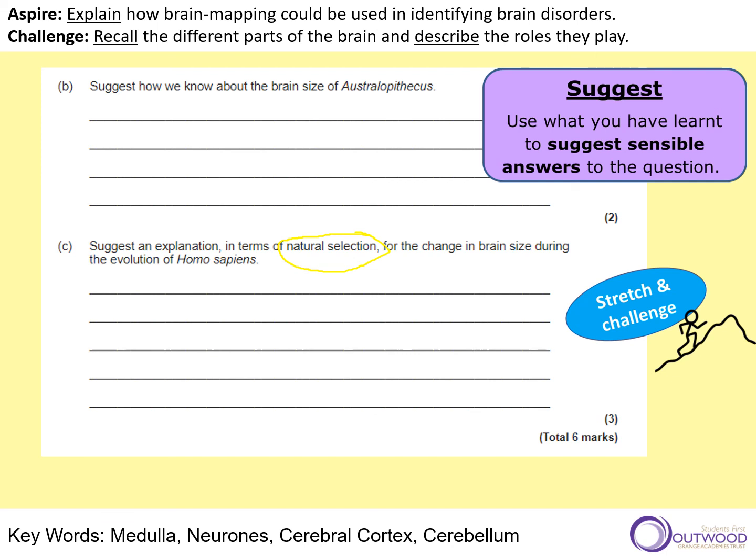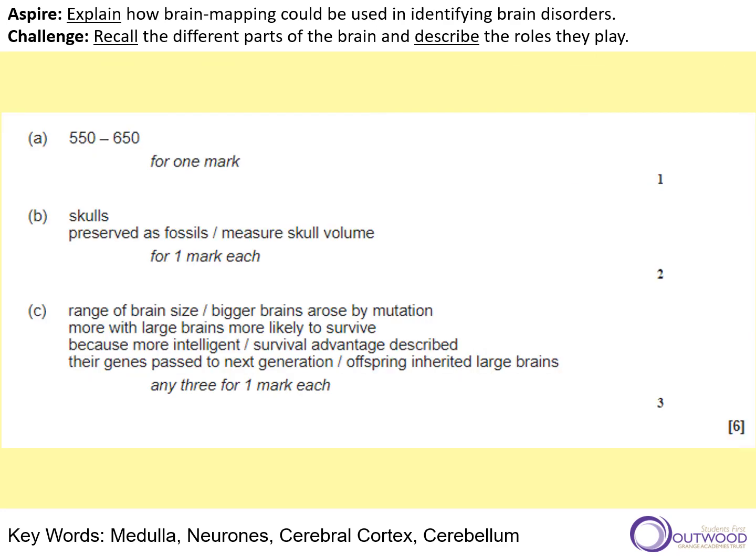Okay, so let's go through some of the answers. The first mark was about the mean size. Any number between 550 and 650 was acceptable for 1 mark. Okay, so that was acceptable.